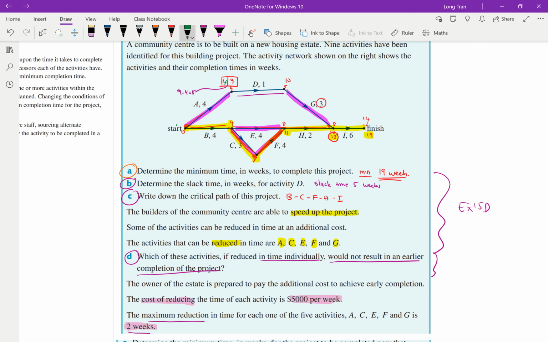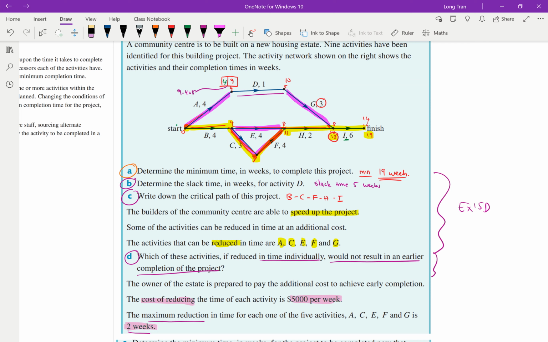Okay, so the critical pathway was again B, C, F, H, I. If you reduce them, it directly affects the overall result. So for example, I, that's a critical pathway there. If I reduce the 6 down to, say, 3, then it becomes 13 plus 3 gives me 16 weeks instead. So anything that you reduce on that yellow line will affect the overall.